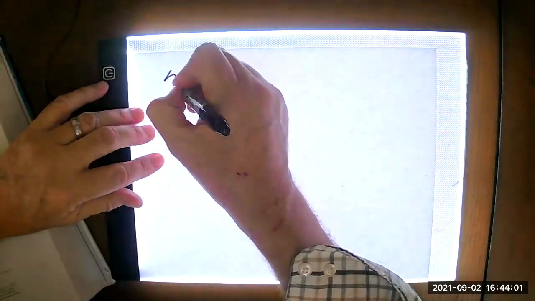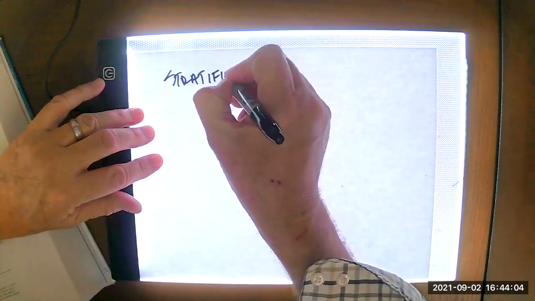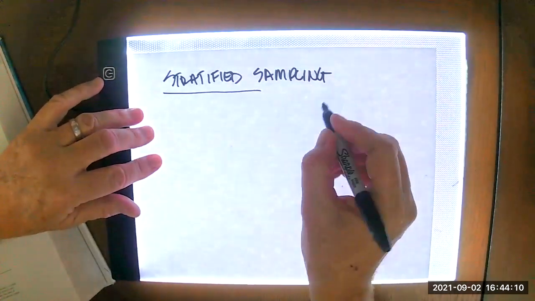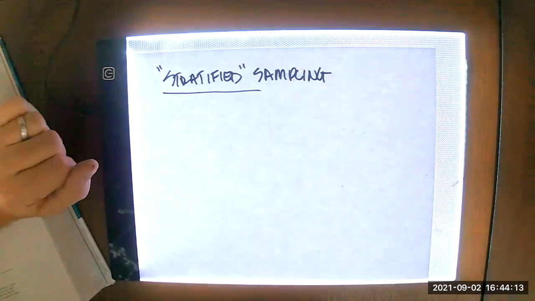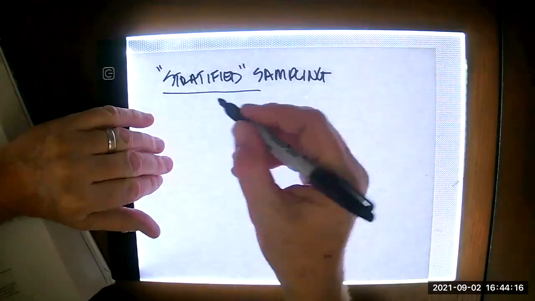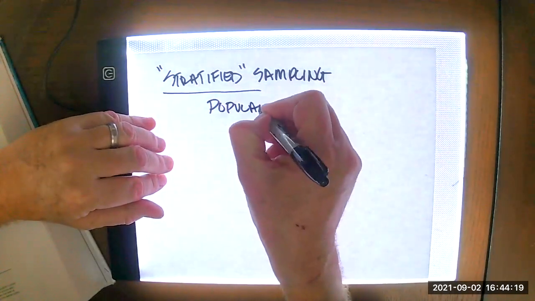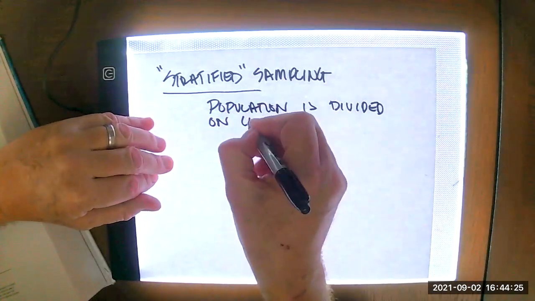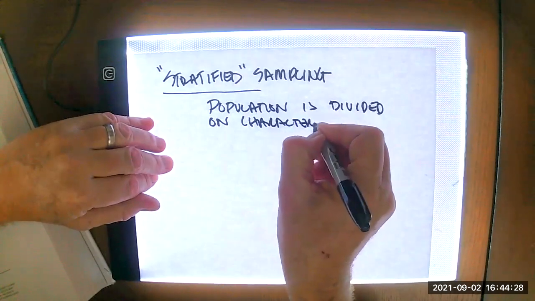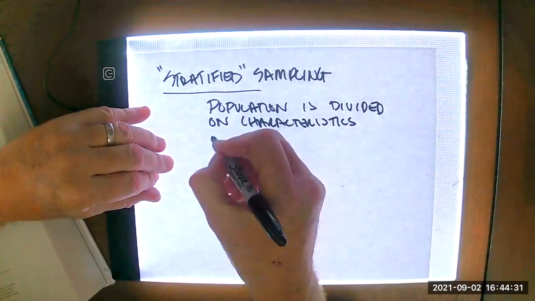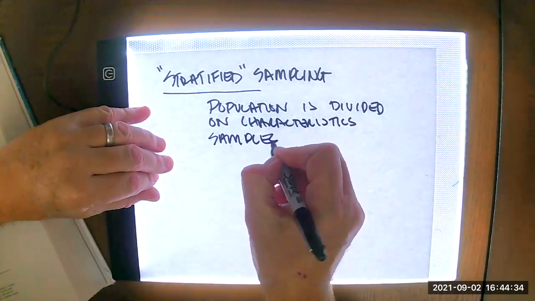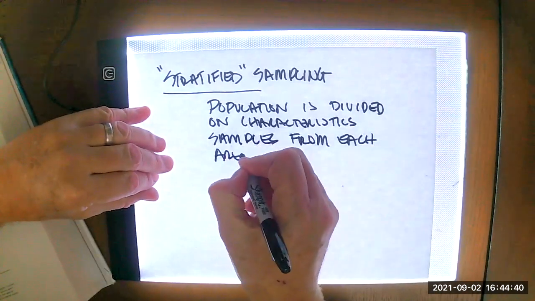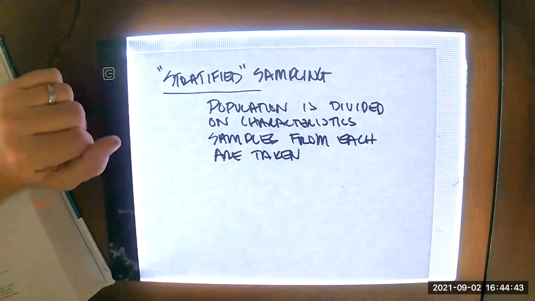Next up is something called stratified sampling. Stratified sampling means your population is divided on characteristics, and samples from each characteristic are taken. Probably simple random samples.